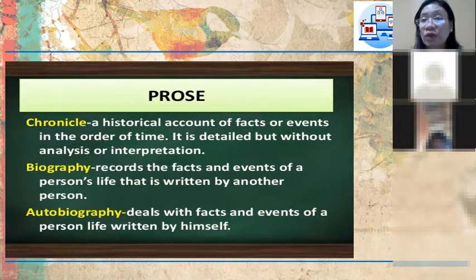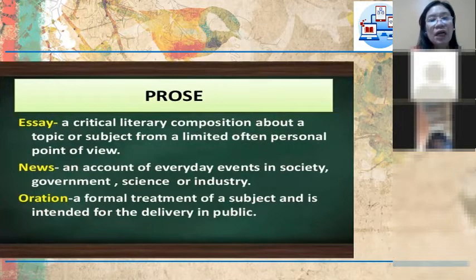And then we have here biography and autobiography. Now, biography is a record of the facts and events of a person's life that is written by another person. Whereas autobiography is an account of one's life written by the person himself. Okay. And then another form of prose is an essay.